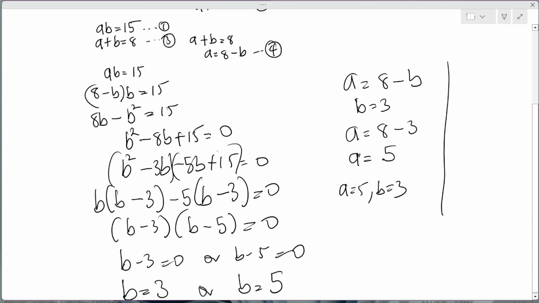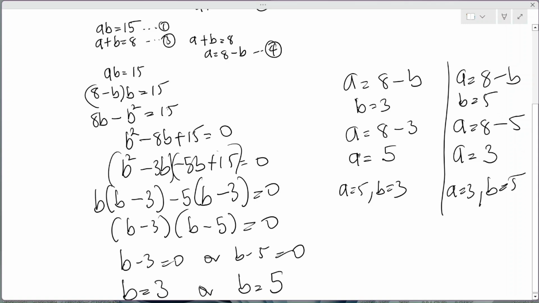We have two values for b. The second value for b is 5. What's a when b is 5? We still write equation 4. A equals 8 minus b. We take b equals 5. You have a equals 8 minus 5. 8 minus 5 is 3. So a is 3 when b is 5.